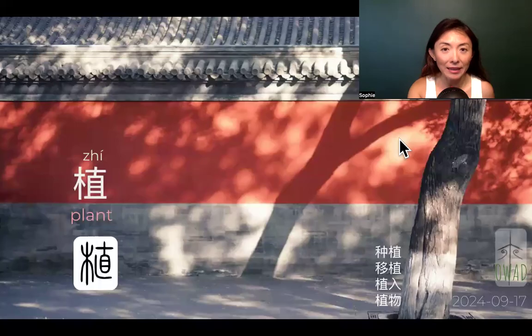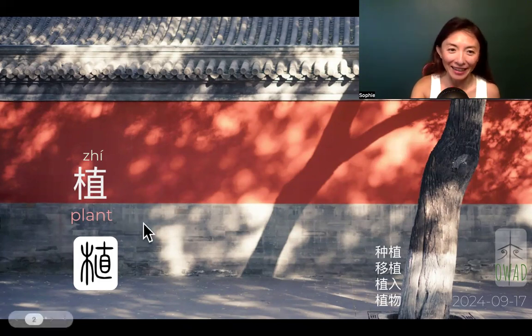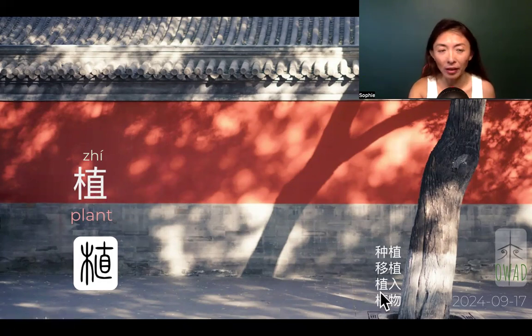Today's plant-based character is 直, and it cannot be more plant-based than the plant itself. So 直 can be both a noun and a verb. I will show you examples here.